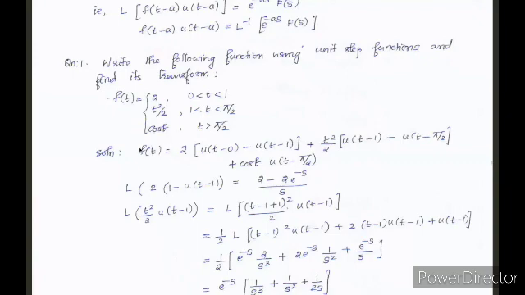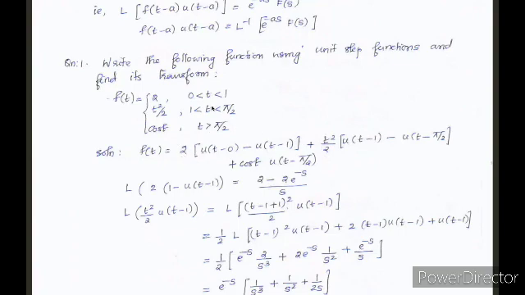Now f of t equal to 2 for t is between 0 and 1. That is u of t minus 0 minus u of t minus 1. So u of t minus 0 is a function which switches off minus infinity to 0. That multiplied with 2, that is identically 0. Minus u of t minus 1, this function will switch off 0 to 1 and switch on from 1 to infinity. So this is identically 2.